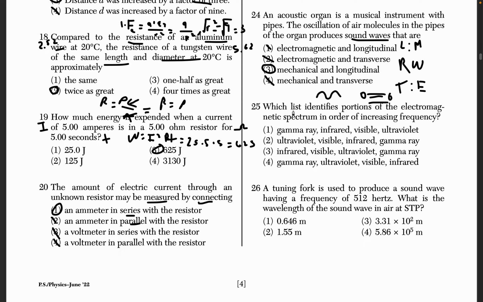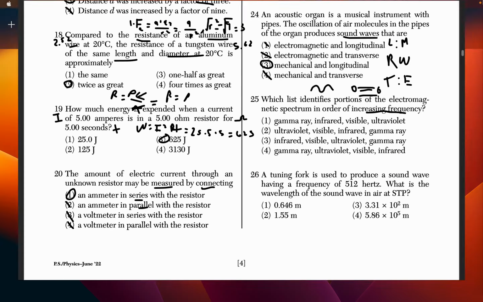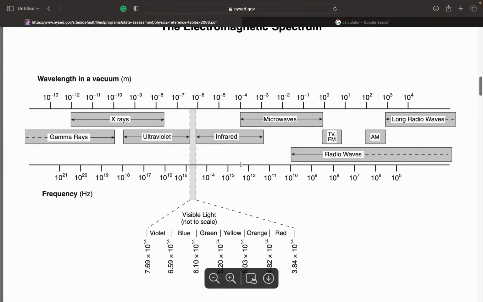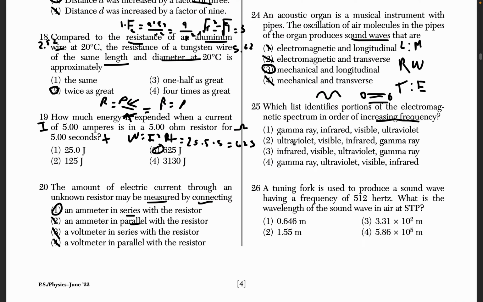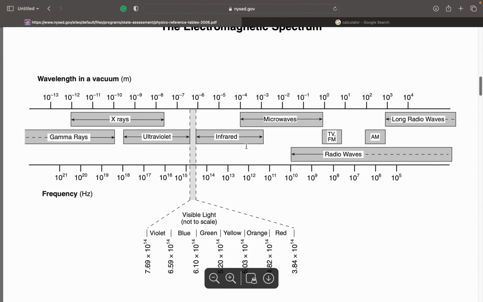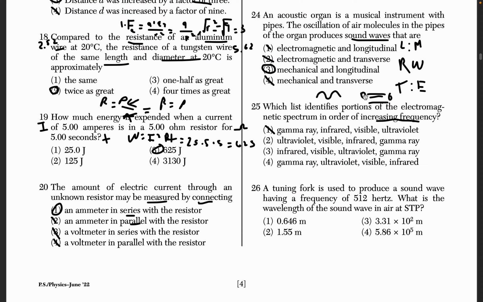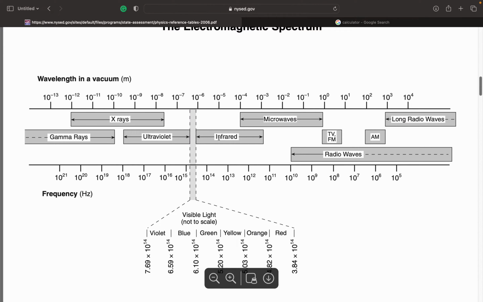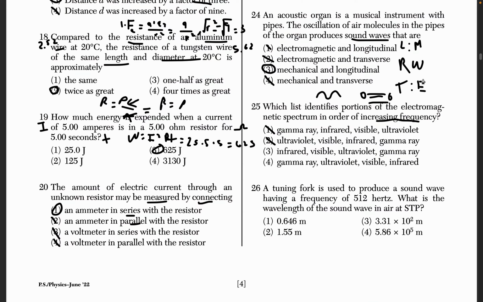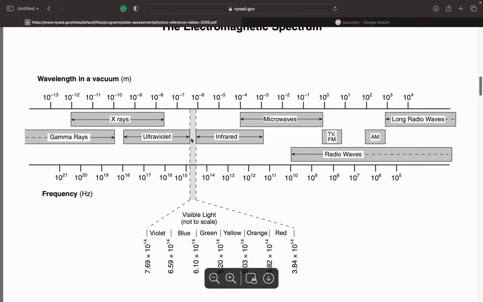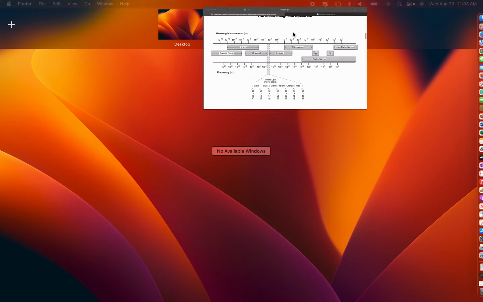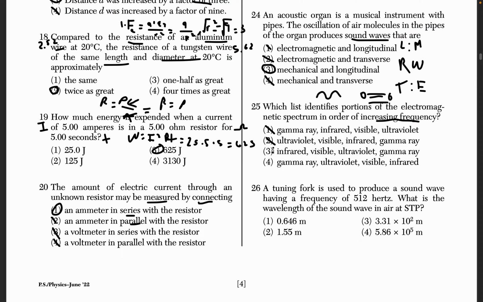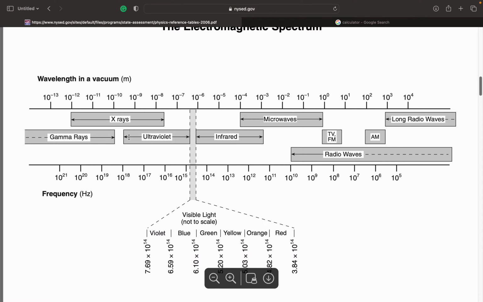Which list identifies portions of the electromagnetic spectrum in order of increasing frequency. Okay, so we have to use this table. Increasing frequency means going from right to left, right? So we have to start with radio waves or whatever it is, we'll see. Gamma ray, infrared, no, this is going from left to right. This is the opposite of what we want. Ultraviolet, visible, no, this is going from left to right again. Infrared, visible, okay. Ultraviolet, gamma ray, yes, it's C. Gamma ray, ultraviolet, gamma ray, no, left to right again.